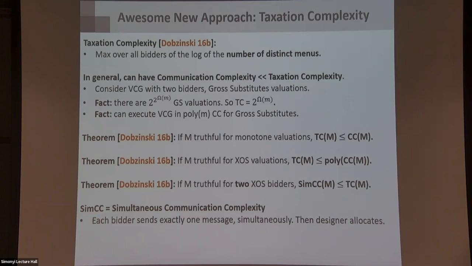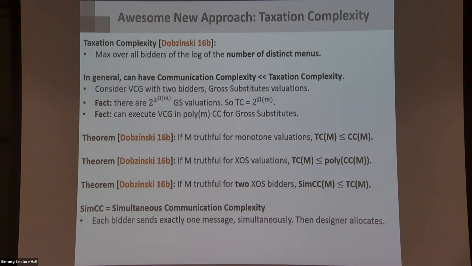In round two, I know my value. I'm looking at the menu. I will just say what set I want. You know your value. You're looking at the menu. You will say what set you want. So this gives you a two-round protocol that just needs log of the number of menus, or the taxation complexity, bits. And it turns out you can do something a little bit clever: if you just look at the two menus, that's enough. You can't run the mechanism, but you can find the allocation that is at least as good as what the mechanism would provide. So that's the clever part, getting rid of the second round.